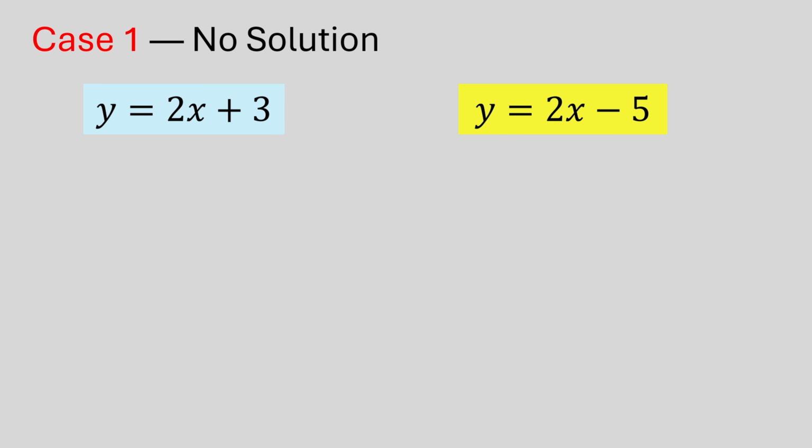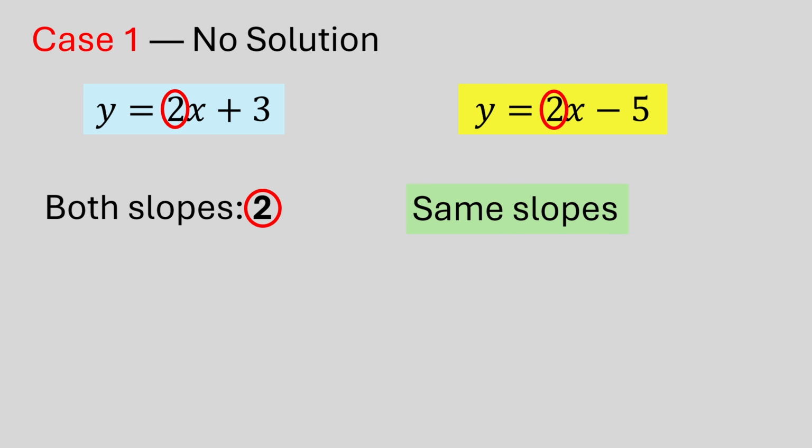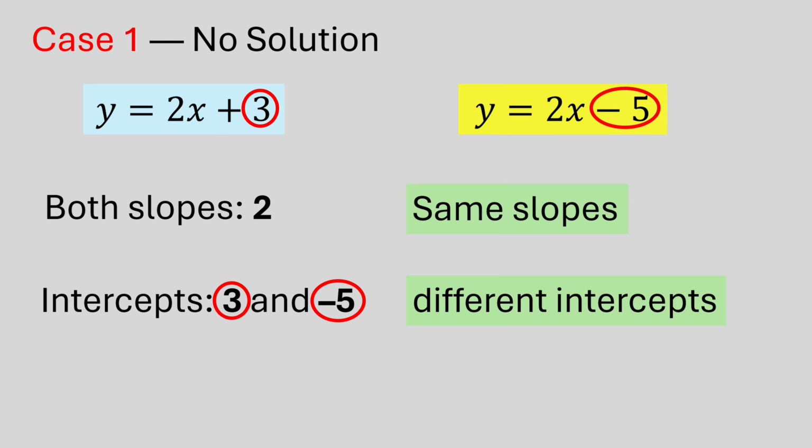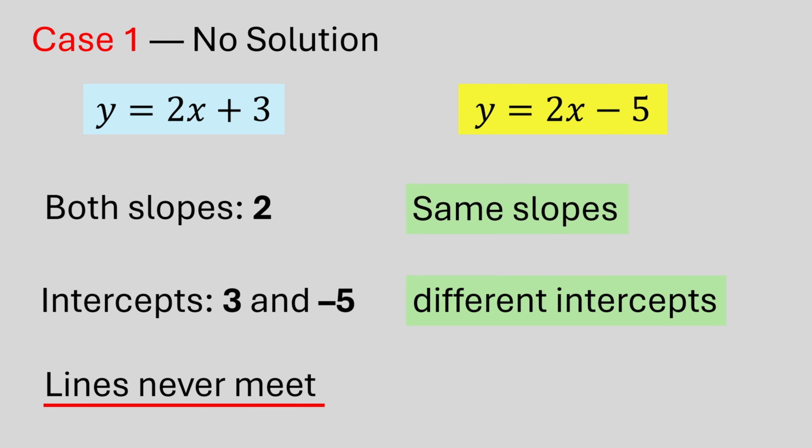Why does this give no solution? Both slopes are 2. Same slope. Intercepts are 3 and negative 5. Different intercepts. So lines never meet. So the lines are parallel.